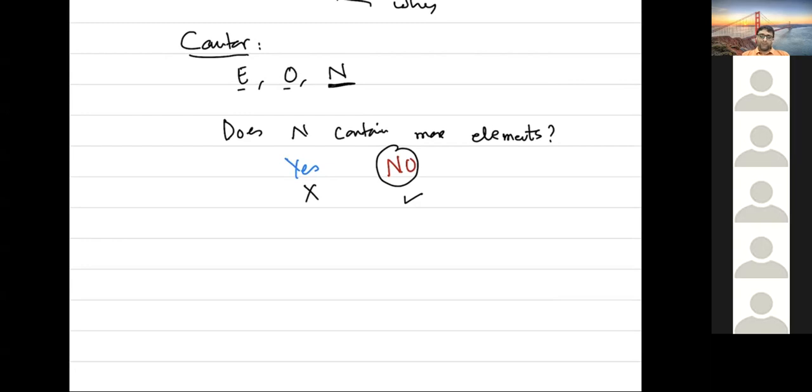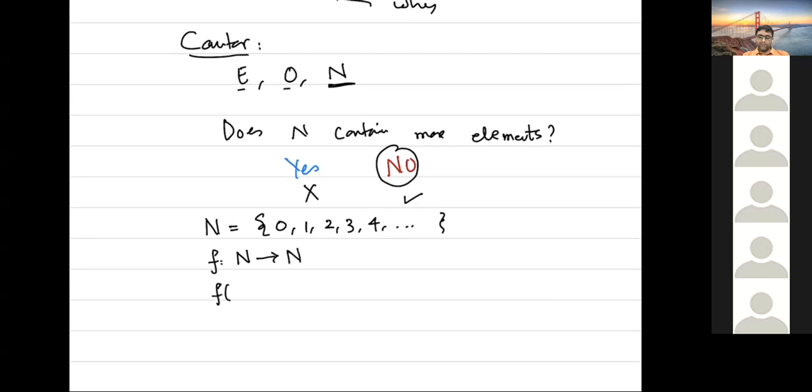Okay, so let me give you a very simple reason why these three sets are of the same size. So let's take the set N. This set N contains zero, one, two, three, four, and so on, right? Now for every element that you have here, just create a function f that takes an element n and gives you another set. Let's say it gives you n.